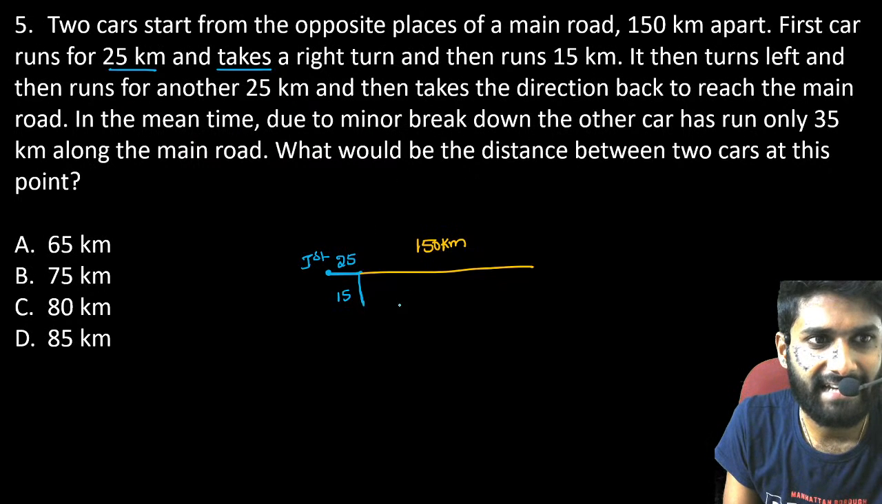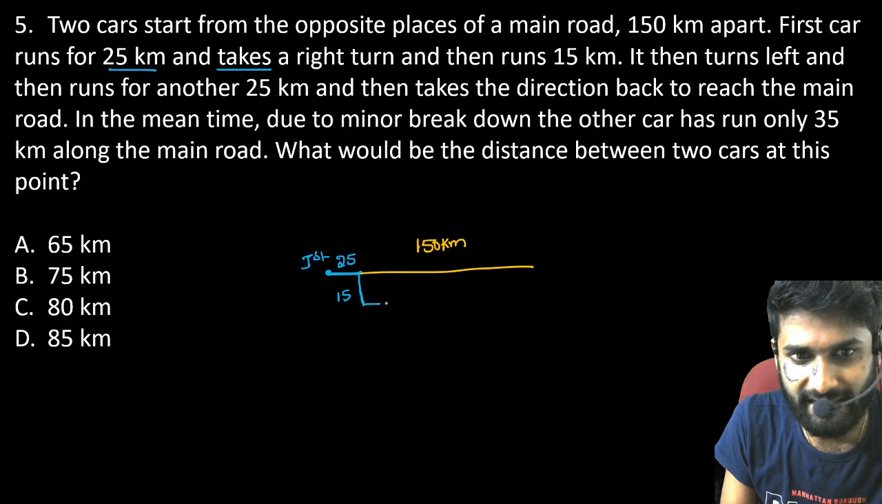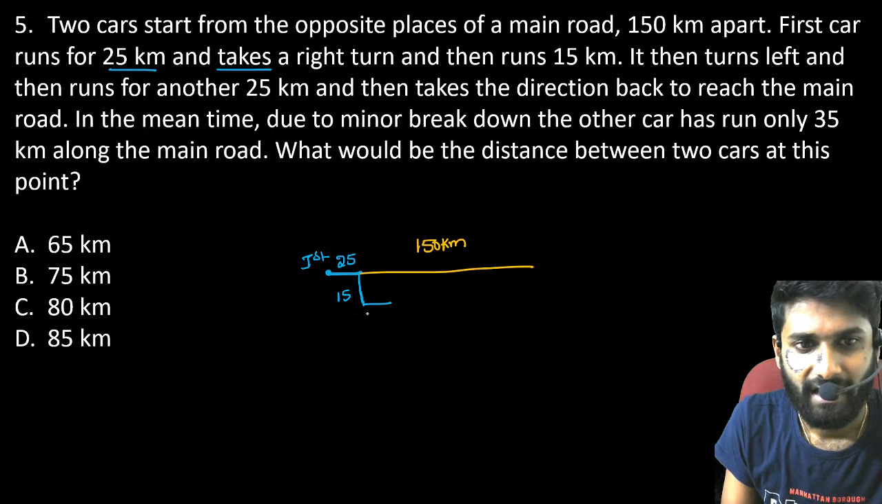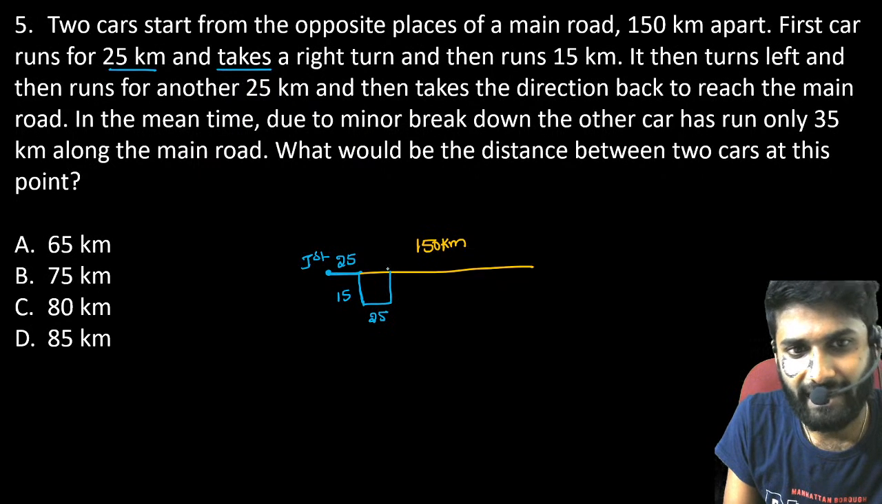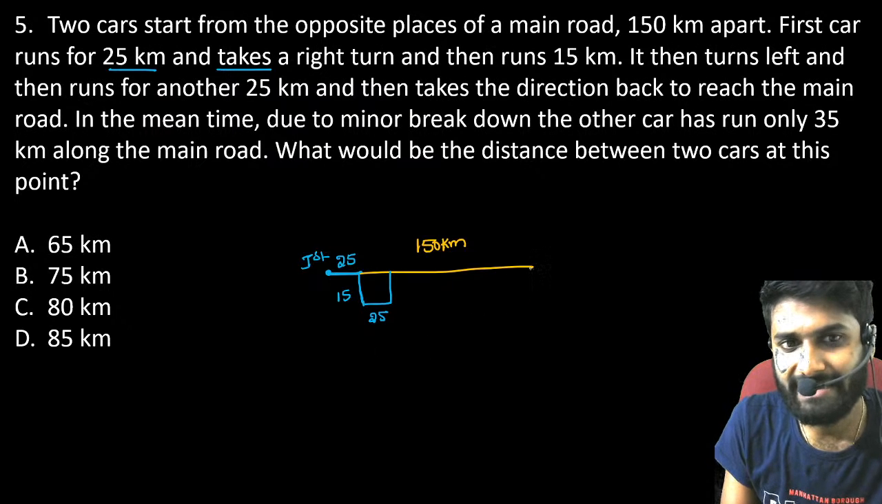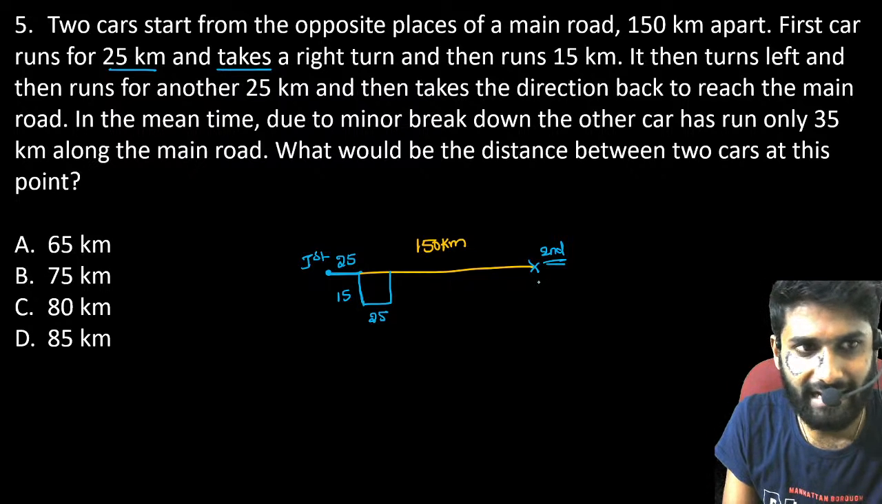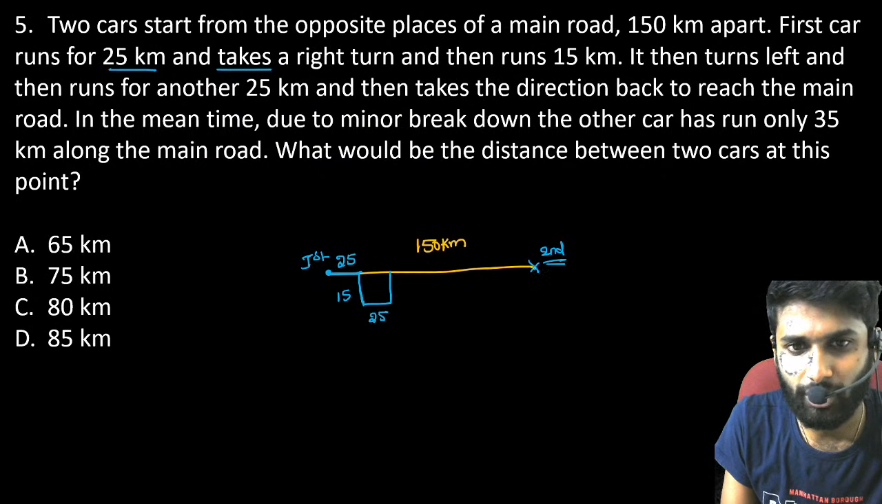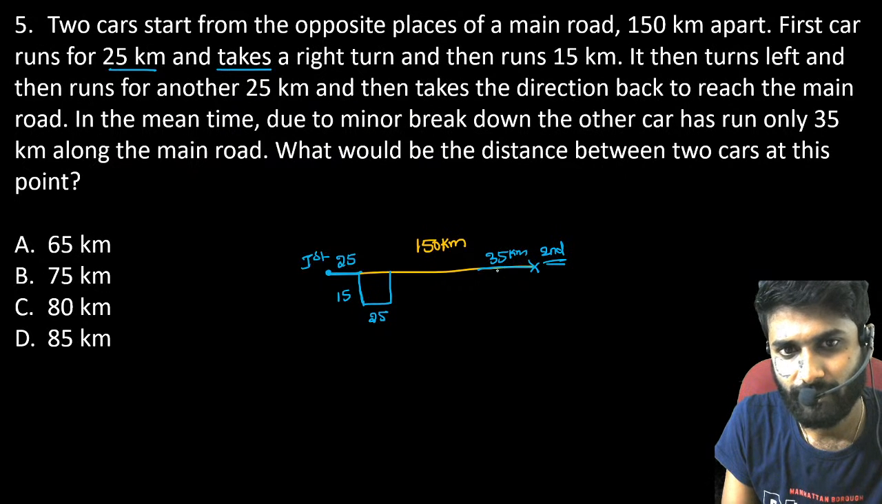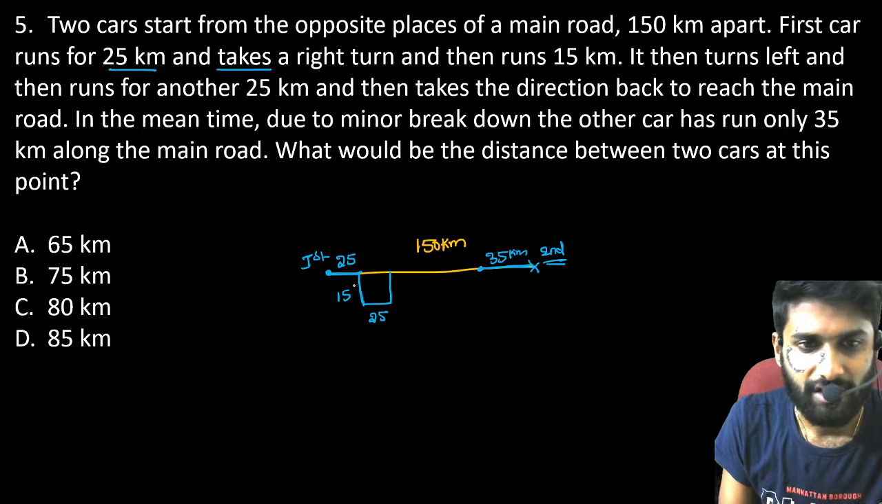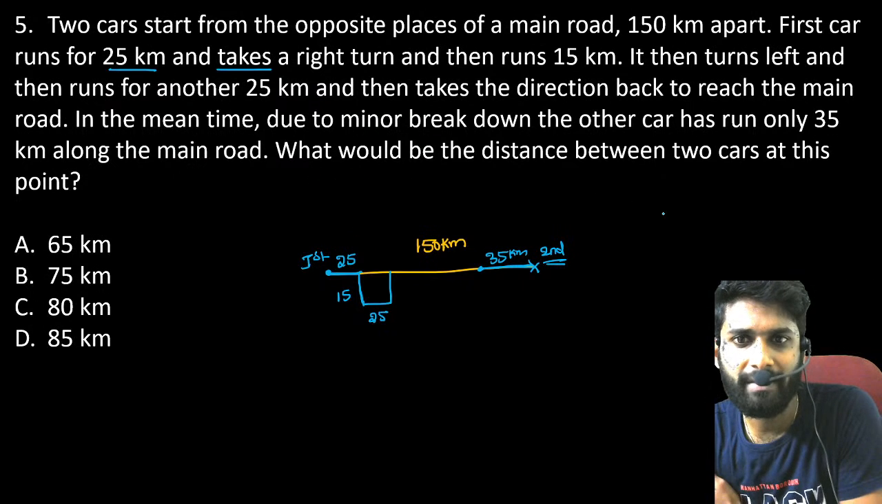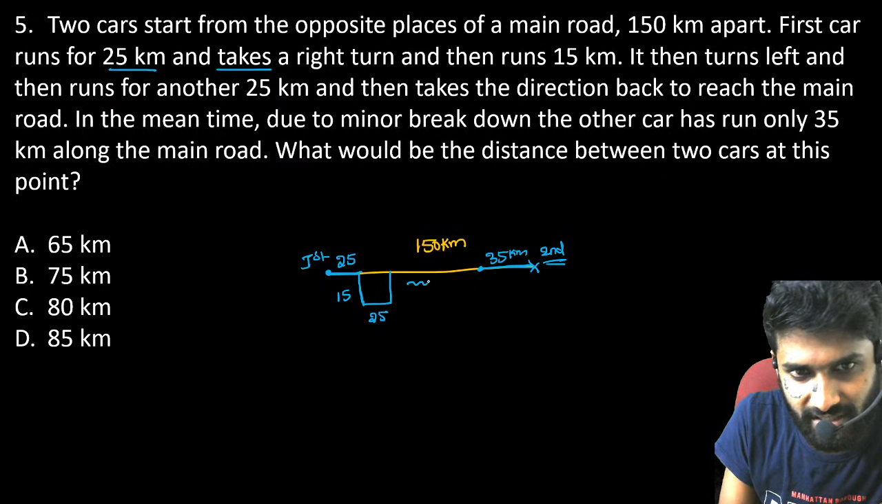Then he turns left, which means he was traveling east and covered again 25 kilometers, back to the main road. At the same time, due to a minor breakdown, the second car covered 35 kilometers only. So this is the diagram part. Now the question: what would be the distance between the two cars?